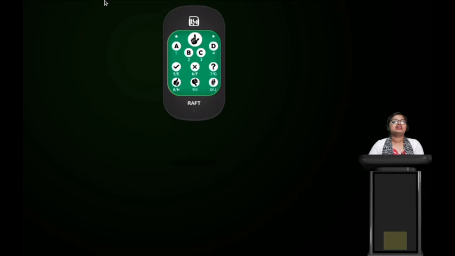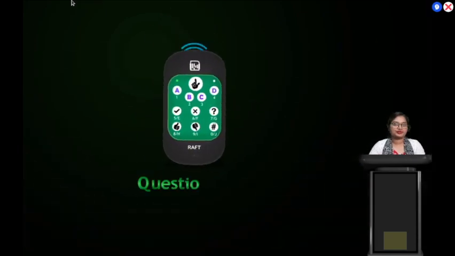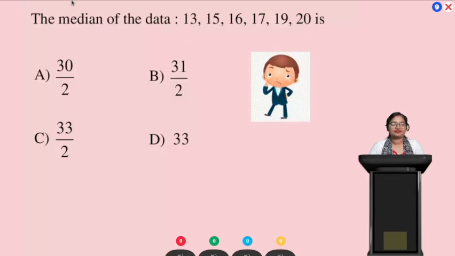Then here is one more question for you. Yes, the question is the median of the data. So here these are the datas. You have to find out the median for this data. Here the options are 30 by 2, option B 31 by 2, option C 33 by 2, option D 33. So the time starts now.